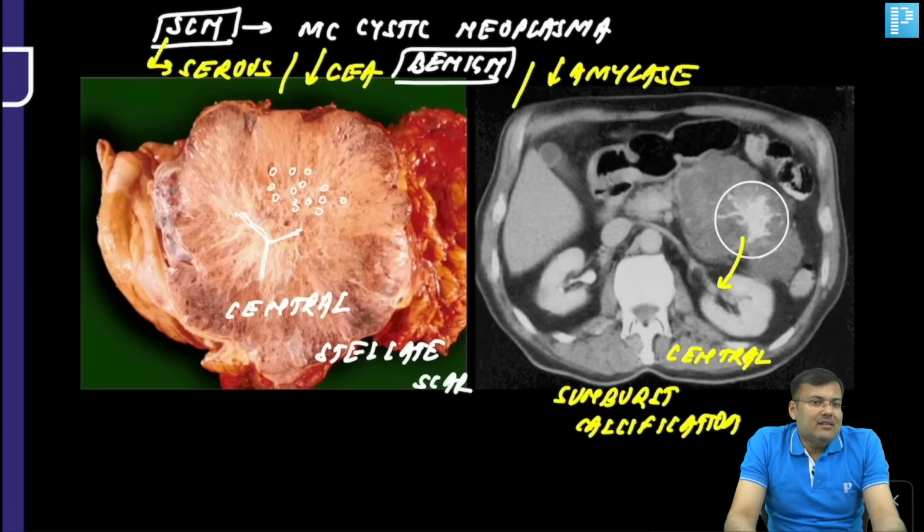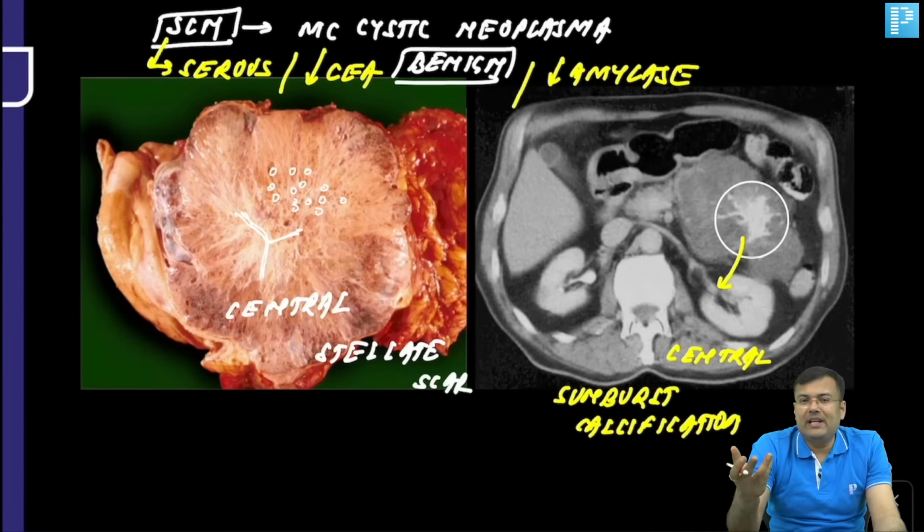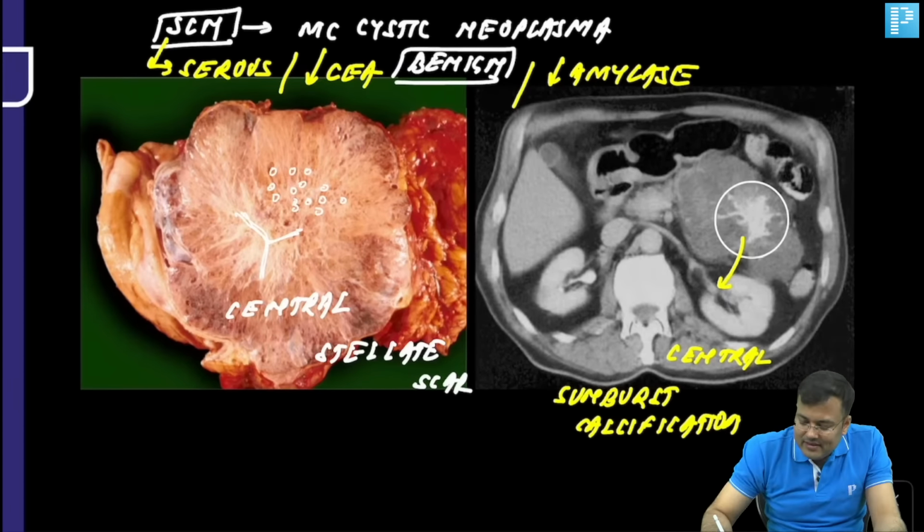And the third is intraductal papillary mucinous neoplasm, where there is mucinous content, CEA is also raised, amylase is also raised. Got it? So, this is cystic neoplasm of pancreas.